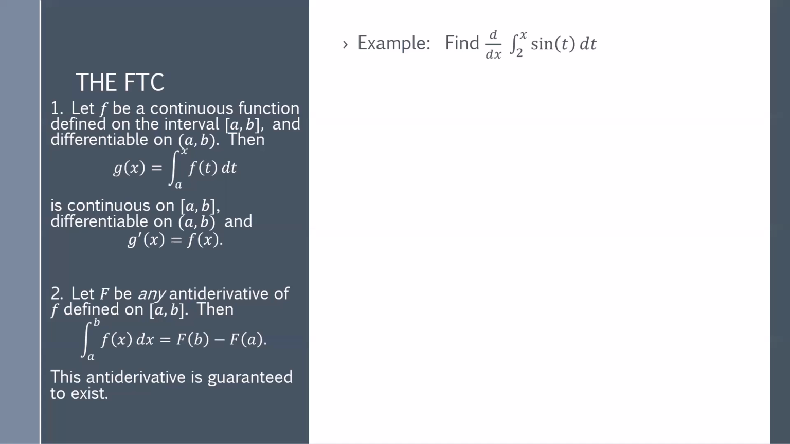Part 2 of the Fundamental Theorem of Calculus says if capital F is any antiderivative of little f defined on a closed interval [a,b], then the integral from a to b of f of x dx is capital F of b minus capital F of a. This antiderivative is guaranteed to exist.